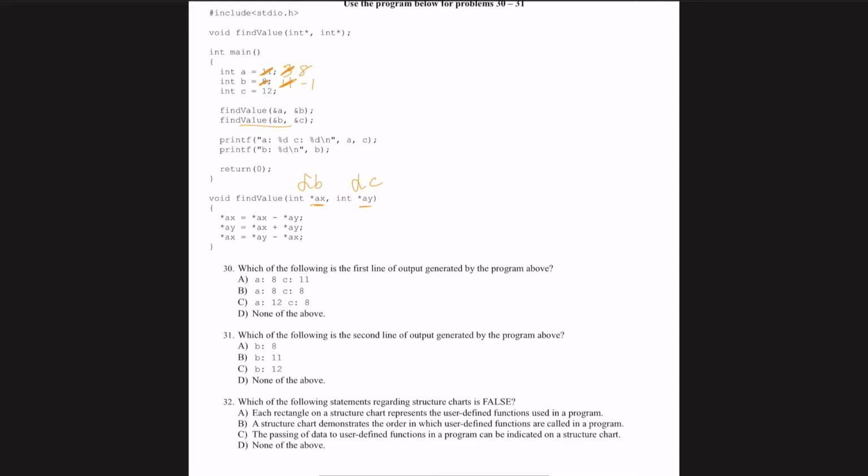I'm going to quickly go through these last two lines. Hopefully you've gotten the hang of it by now. C is equal to B plus C, C is equal to 11. B is equal to C minus B, B is equal to 12. So now our answers are going to be A and C are 8 and 11 respectively, and B is 12. So 30 is A, 31 is C.